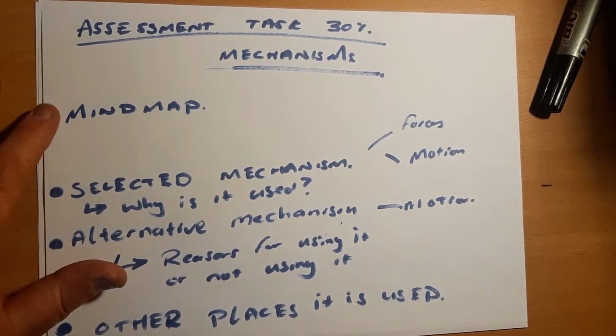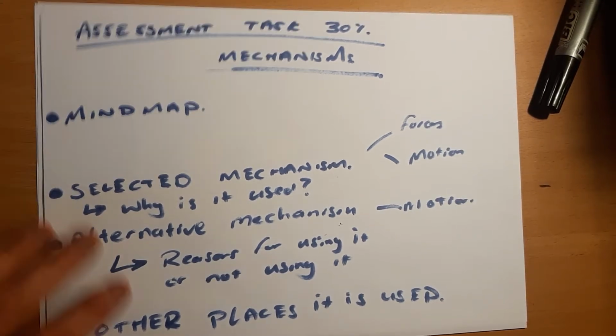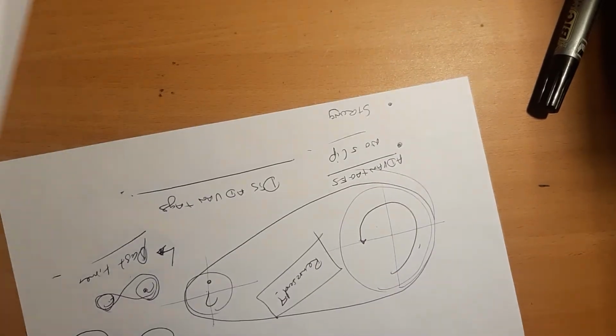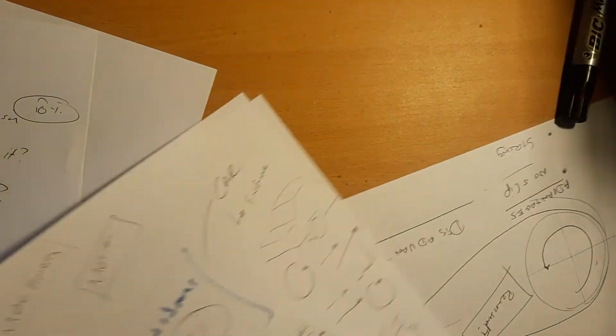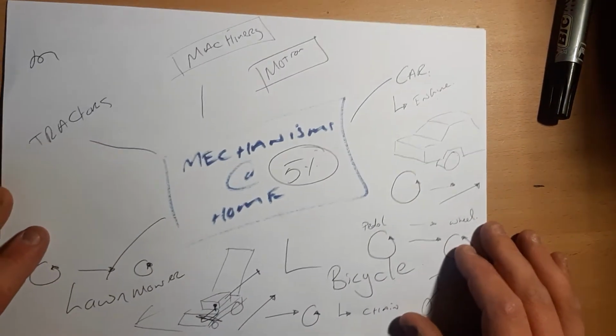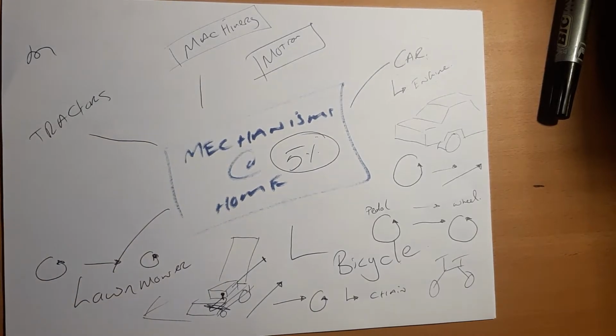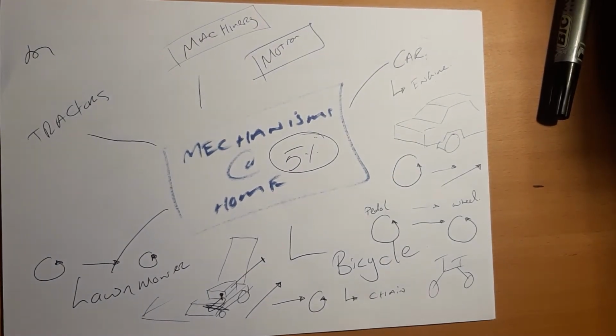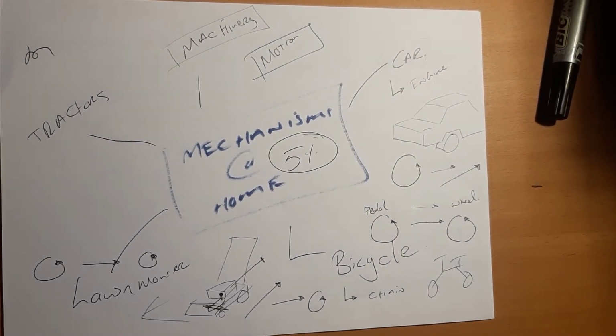The first step, guys, is a mind map. I'm going to show you my example. I did rush it, so please don't judge my drawing. The mind map I have created is this one here. Again, it's in mechanisms at home. This is what the task is about. It's to do with mechanisms at home.